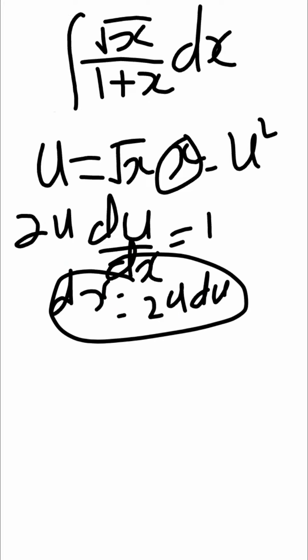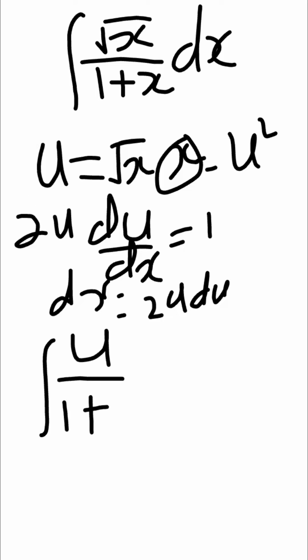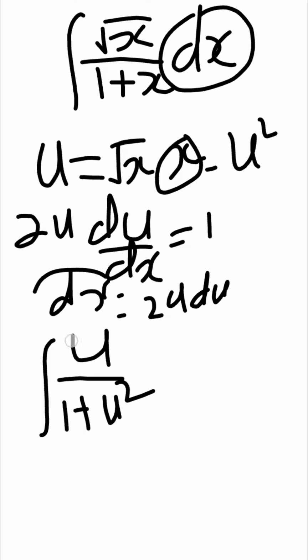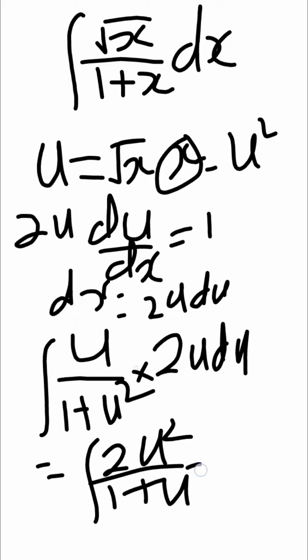So now let's put this and this into the original equation over here. So we're going to have the integral of square root of x. We had that equals to u. So instead of writing square root of x, I'm going to write u all over 1 plus x. u is equal to square root of x, so we're going to write 1. We have here that x is equal to u squared, so we're going to write 1 plus u squared. And now dx over here, as we can see here, is equal to 2u du. So instead of writing dx, we're going to write 2u du, equals the integral of 2u squared over 1 plus u squared du.